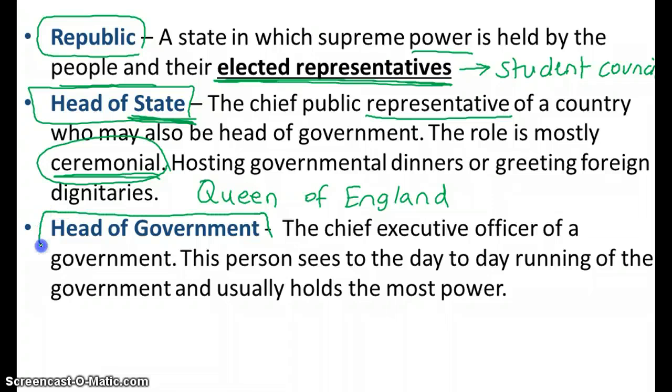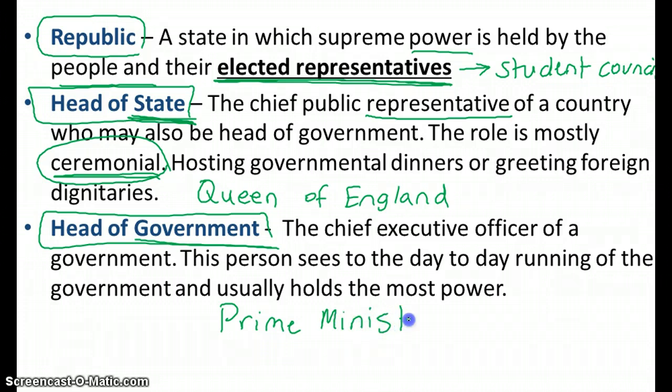The next words that we're looking at are the head of the government. That is sometimes the same person as the head of state, but sometimes it's a different person. Oh, like the Queen of England. Correct. She's head of state, and the Prime Minister would be the head of government in Great Britain.